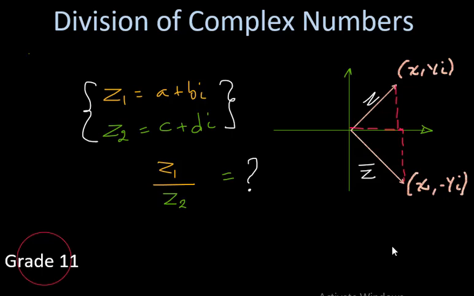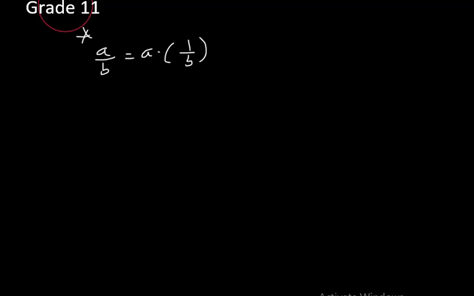Division of complex numbers. In this lesson we are going to discuss how to divide complex numbers. Before we get to division, we have to discuss two facts. The first fact is, as you know, multiplication is the inverse operation of division. So we can pretend that a over b is the same as a times 1 over b. This is one of the facts.